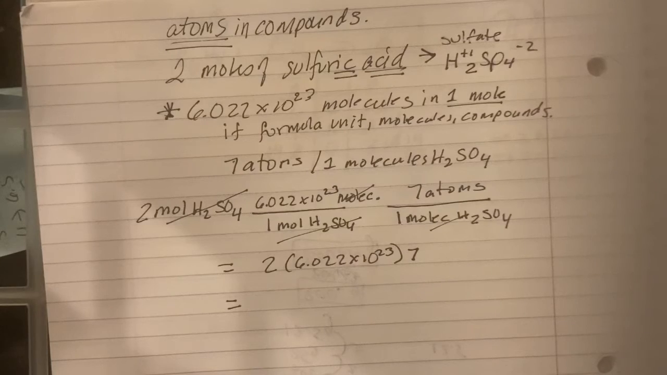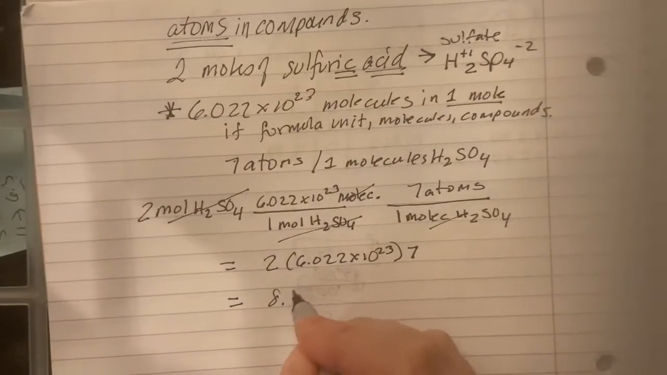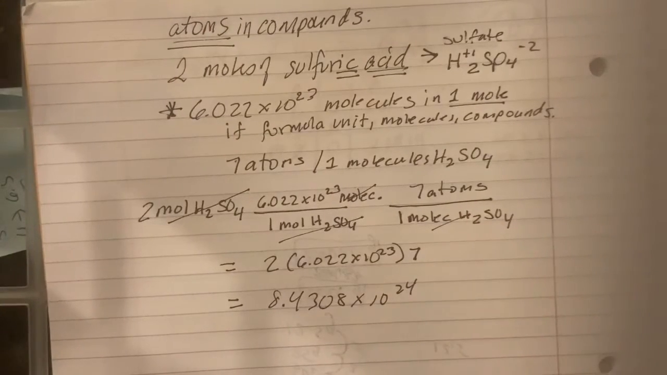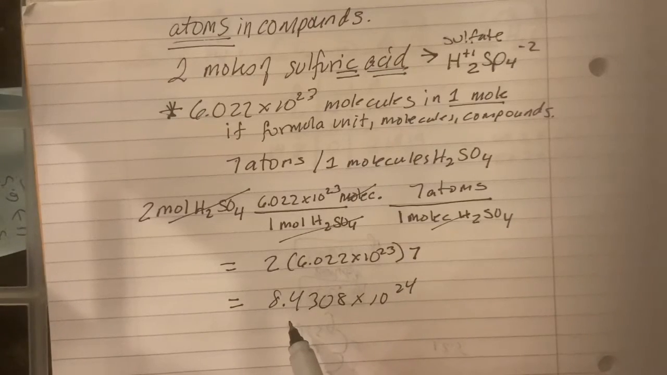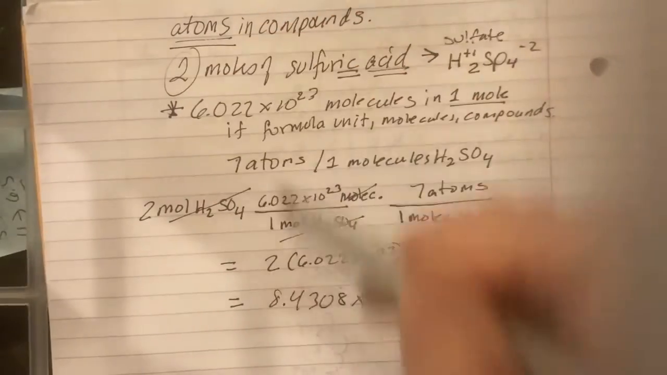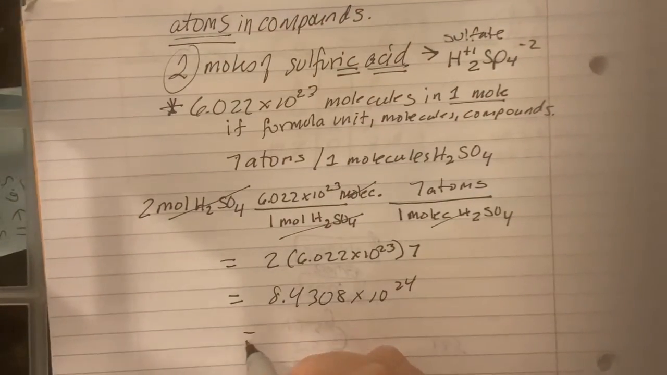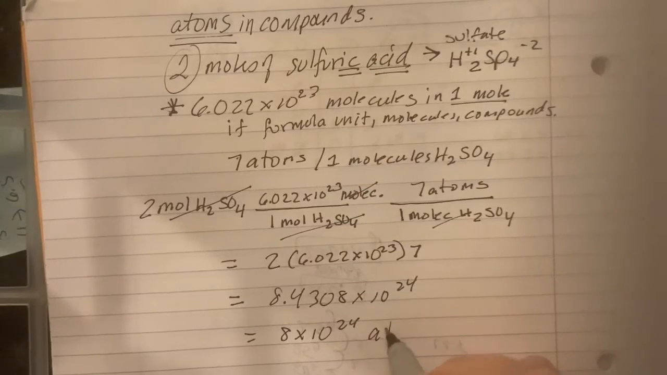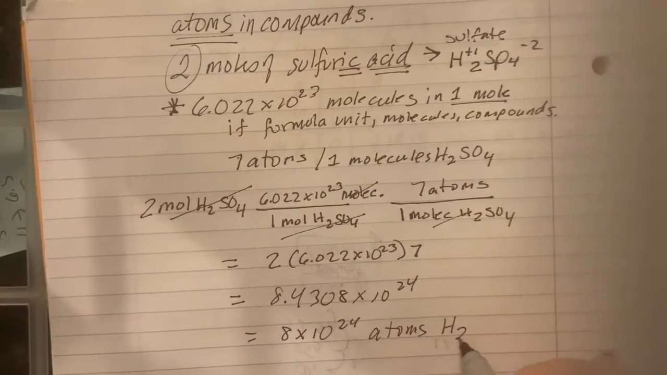So when I plug that into the calculator, I get 8.4308 times 10 to the 24th. It's already in scientific notation for me from the calculator, but I do have to remember about sig figs. I actually started with 2 moles, so that's only 1 sig fig. So 8 times 10 to the 24th atoms in H2SO4.